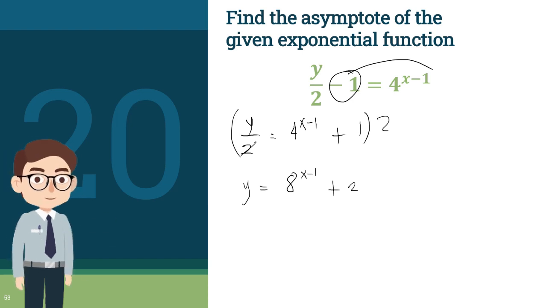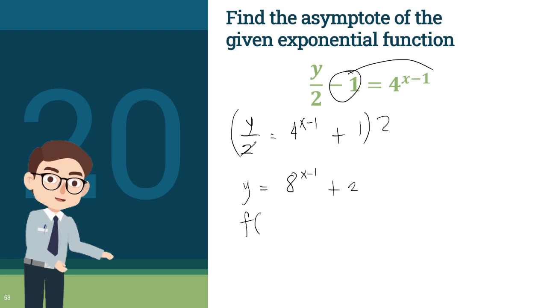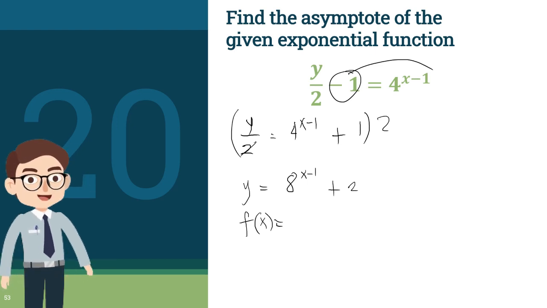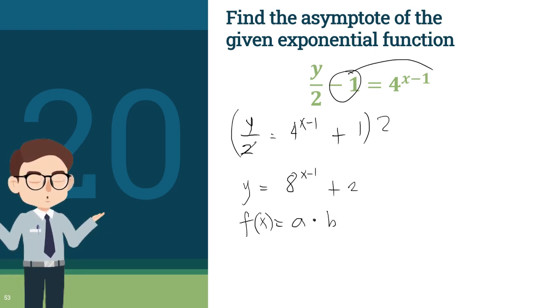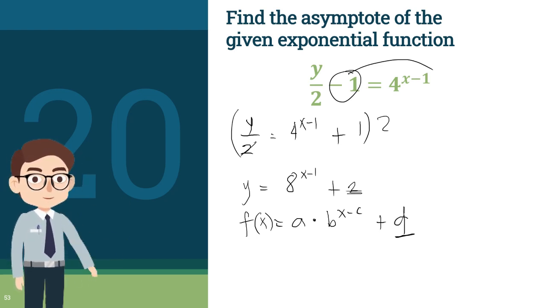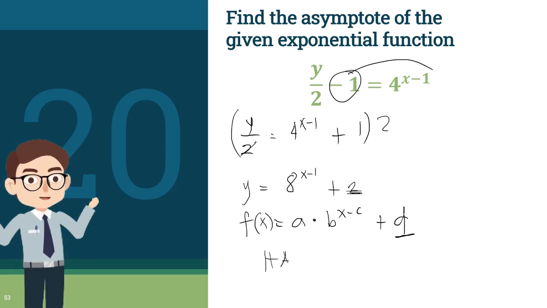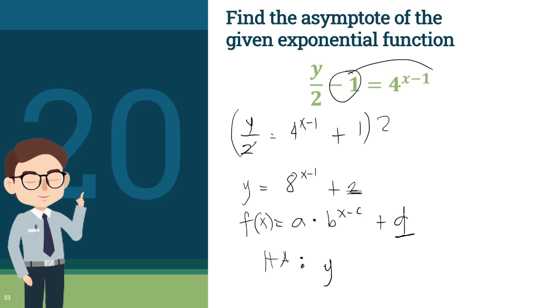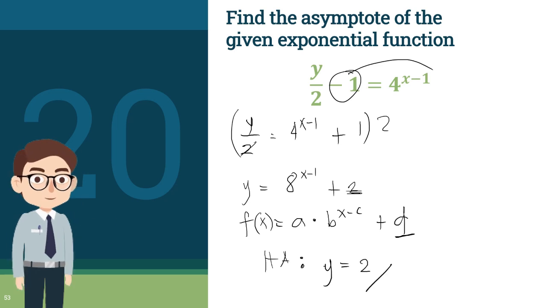And as you observe our new function, it is in the form of f of x is equal to a multiplied to b raised to x minus c, plus d, and d is equal to 2. Therefore, our horizontal asymptote is y is equal to 2. That is our final answer.